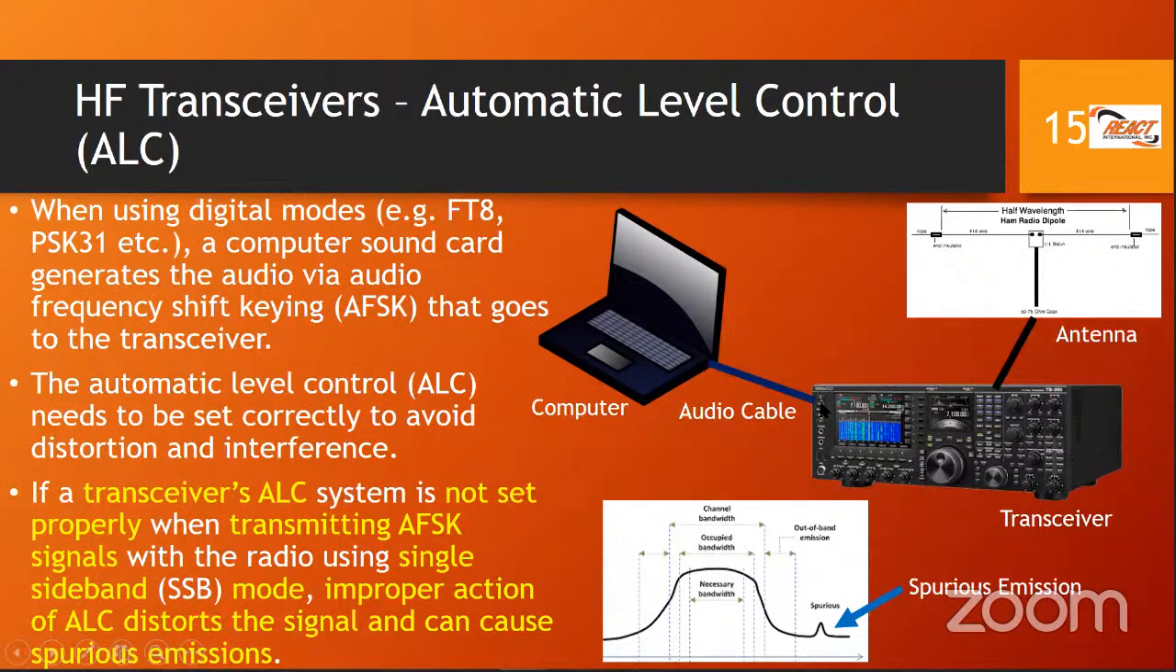So that's why you need to make sure that you have your feature called the ALC set correctly on your radio. Otherwise, you can have spurious emission. So this is your signal that you want to use here. But because your ALC is not properly set on the radio, that computer is driving the audio too hard. And look, you have a spurious signal that comes out and is transmitted by your rig just because you're driving the audio level too hard into the radio, and your radio doesn't have a proper ALC setting to make sure that it is controlled. So you need to use your ALC properly. And the point is, if you don't use it properly, you can have a distorted signal and cause spurious emissions, which is not good.